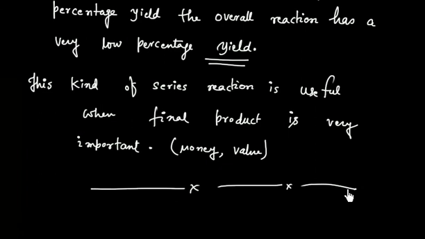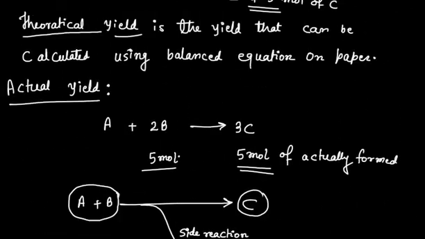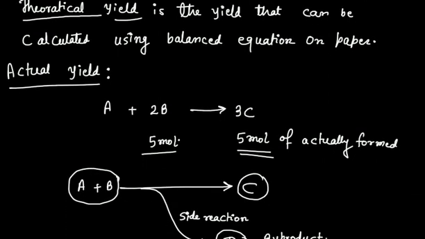So we have discussed in this lecture what is the theoretical yield, that is the yield calculated from the balanced equation. We discussed actual yield, the yield that we obtained in the industry. And lastly we said what is the percentage yield, that is actual yield divided by theoretical yield multiplied by 100. And then we said if I have a series reaction, the overall yield is simply multiplied. In some cases in series reactions, if the final product is very important, even though the final percentage yield is very low, this kind of series reaction becomes important.